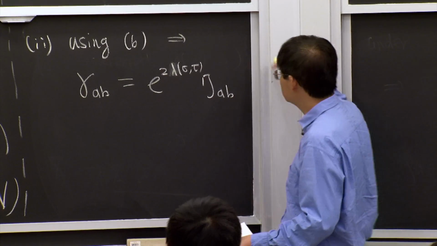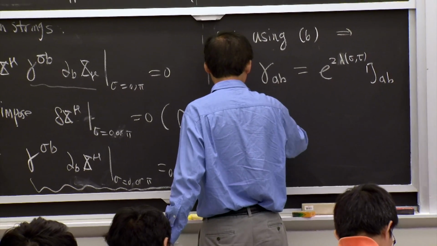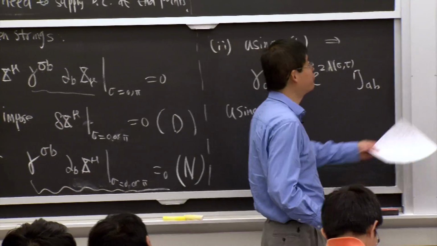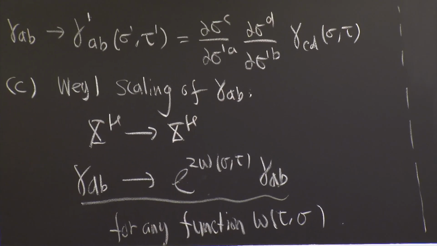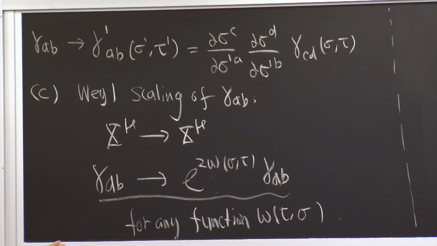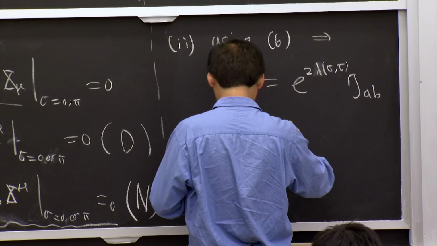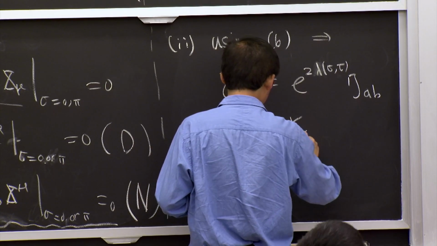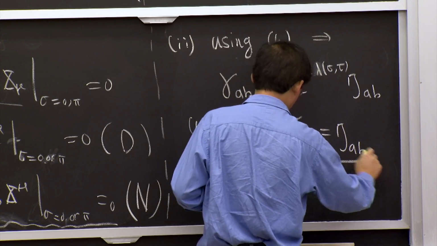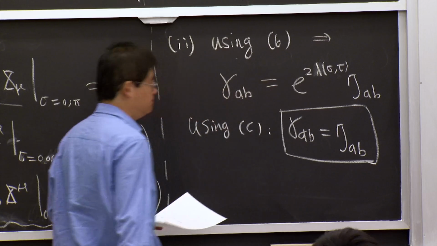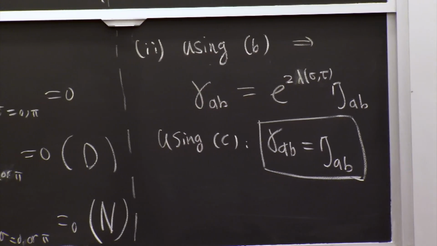And now we can use the scaling, because we have the freedom to change gamma AB by an arbitrary function, and then we can just choose that function to be opposite to this prefactor, then we can set gamma AB just equal to eta AB. Okay? So we can use these two freedoms to set gamma AB equal to eta AB.